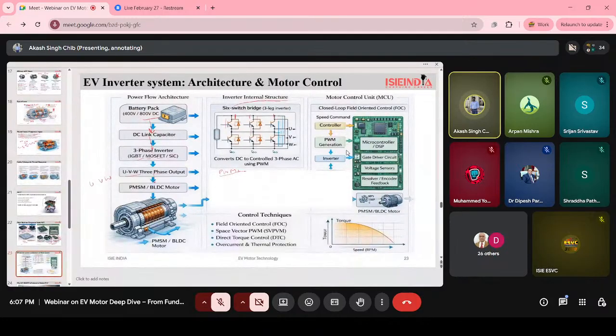Basically we see this in the waveforms. These are the waves we are getting from the motor. We see these waves with the help of one device, which is our oscilloscope. Then this is the inverter internal structure. These 3 legs do the switching. And then last comes the motor control unit. Okay, how does it work?